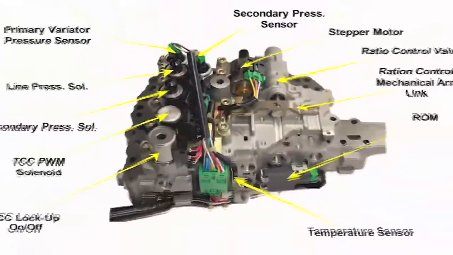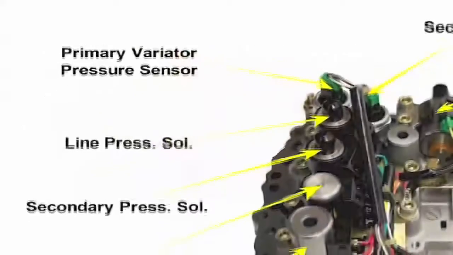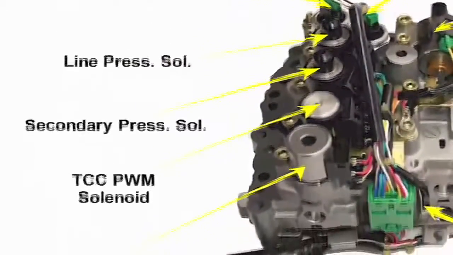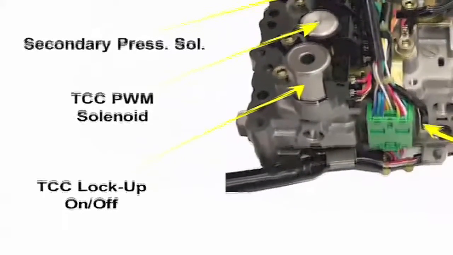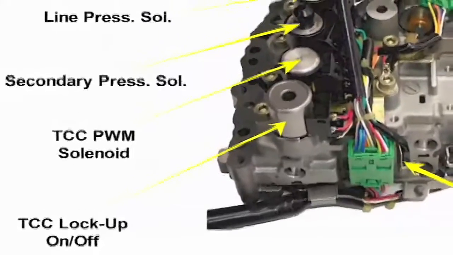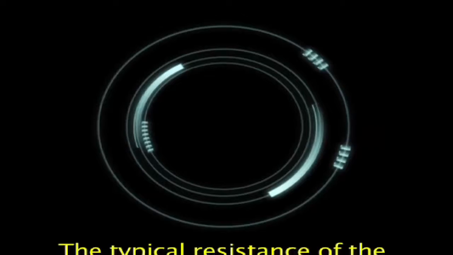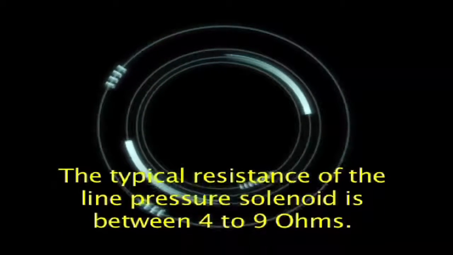CVT transmission computer control. The CVT transmission has 3 PWM, or pulse width modulated, solenoids. These are the line pressure, secondary variator pressure, and torque converter clutch solenoids. The line pressure solenoid controls the position of the line pressure regulator, based on input values from the transmission computer. The typical resistance of the line pressure solenoid is between 4 to 9 ohms.